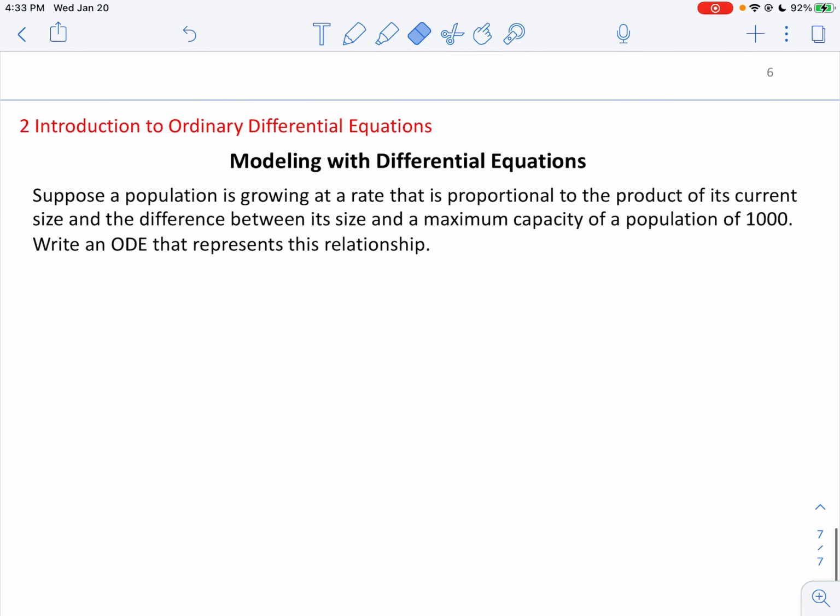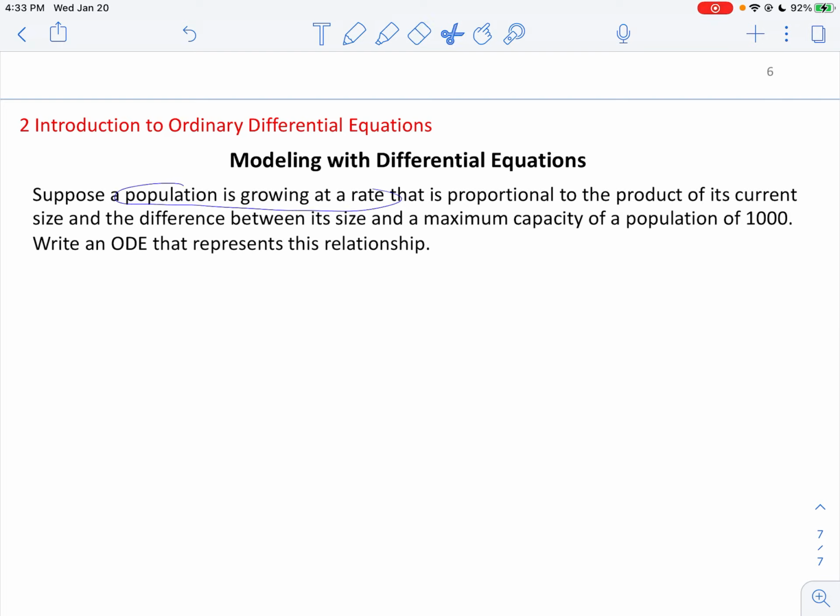Okay, last slide. We're going to create one more model based off a sentence. Suppose a population is growing at a rate that is proportional to the product of its current size and the difference between its current size and a maximum capacity of a population of 1,000. Okay, there's lots of things to think about here. So we have a population growing at a rate. So again, we have a p prime is proportional to the product. So is proportional is equal to some constant times, and then some sort of product is going to happen here. Is proportional to a product.